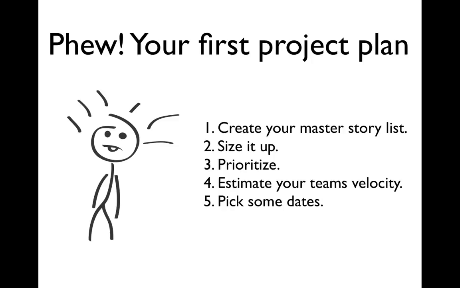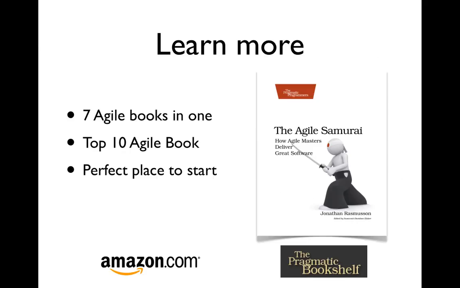Phew! Once you've done that, created your master story list, sized it up, prioritized it, estimated your team's velocity, and picked some dates, you've got your very first Agile plan. So there you have it, Agile planning in a nutshell. It's no different than what we do when faced with a really busy weekend. Make a list, size things up, set some priorities, and start executing and updating the plan as you go.